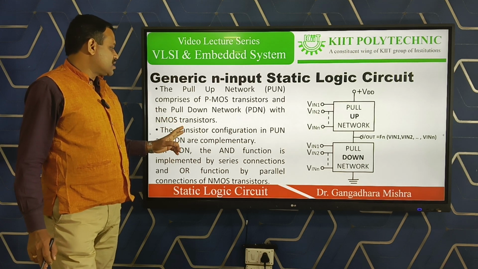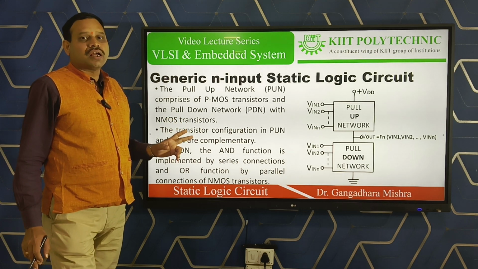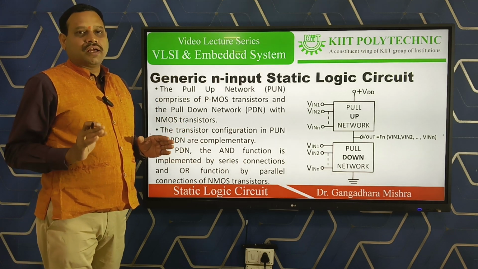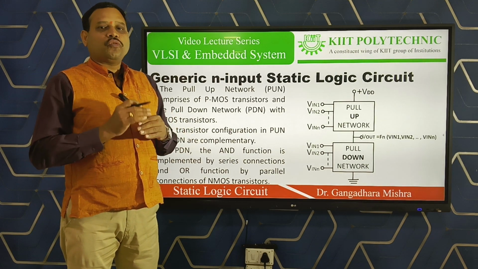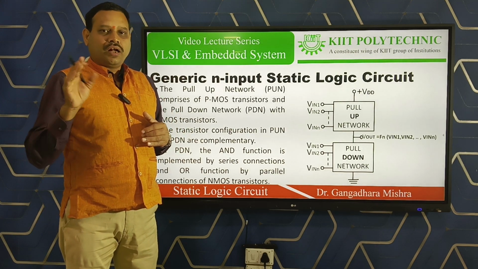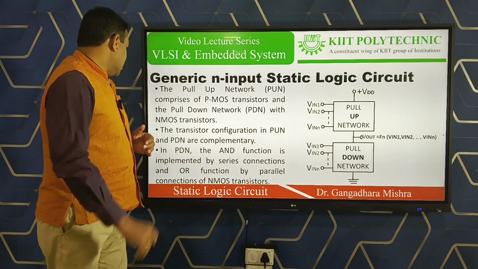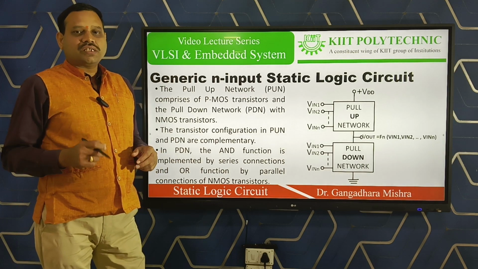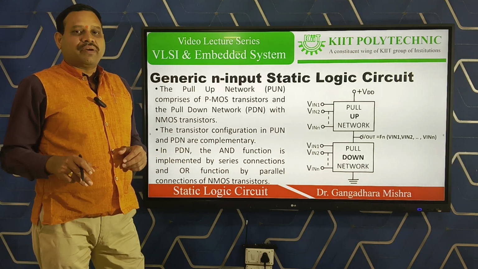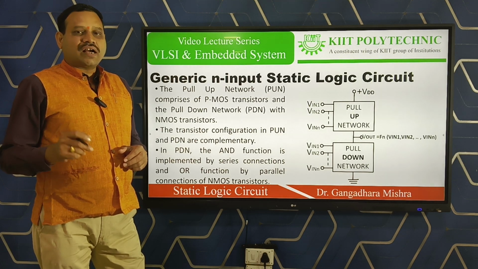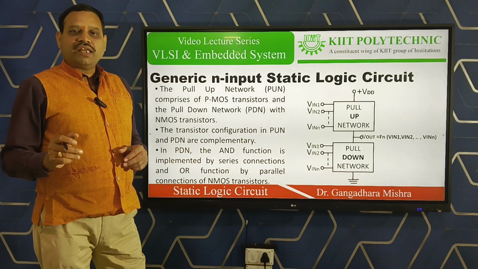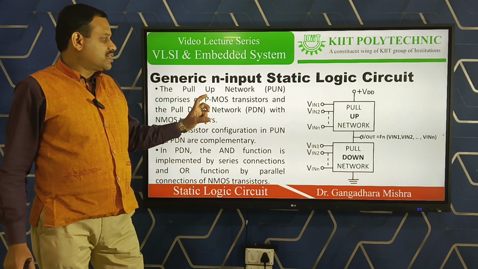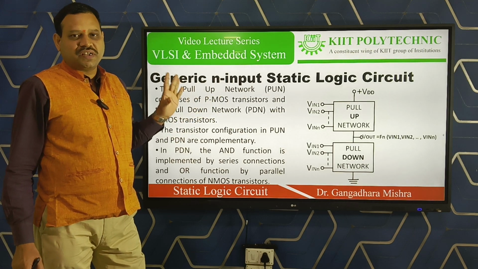The transistor configurations in the pull-up network and pull-down network are complementary to each other. That means, if in the pull-down network we have series connections, then equivalent parallel connections will be available in the pull-up network and vice versa. In the pull-down network, the AND function is implemented by the series configuration and the OR function by the parallel configuration. So, according to the Boolean function, we need to design our pull-up and pull-down networks and connect both as per the given specification.